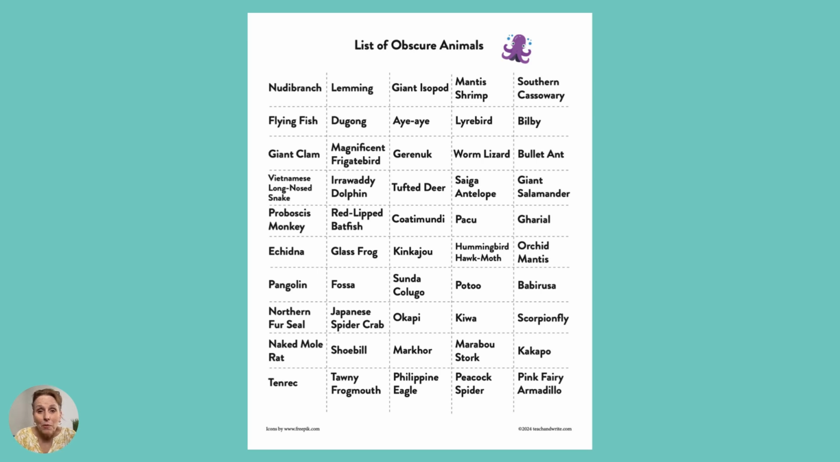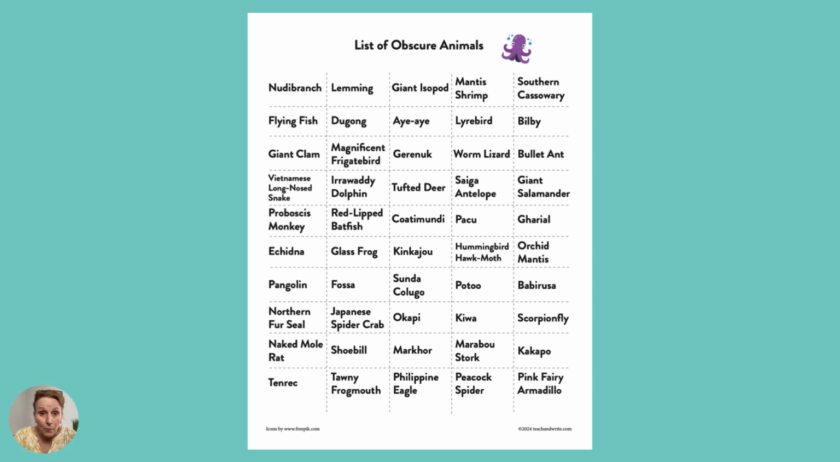In the past, we've been working on the goblin shark as a whole group. Today, each of you will individually have a different animal. In front of you, up on the screen here, you can see the list of obscure animals. Now, there are a couple of different ways of doing this.